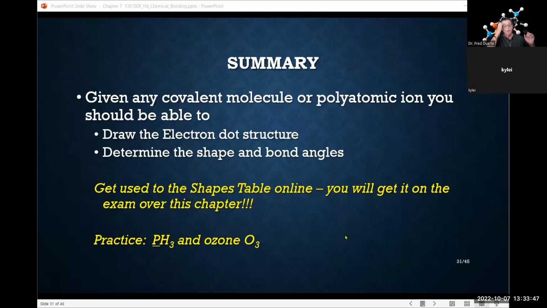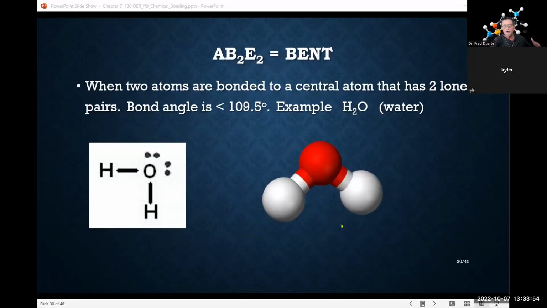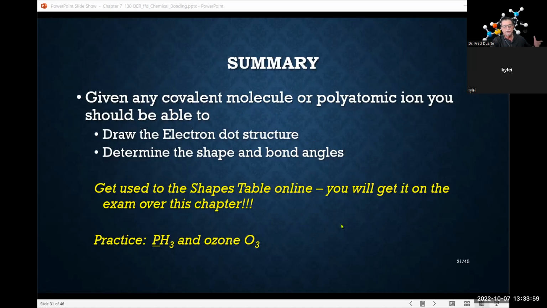All right, so this is where we ended up. We're on chapter 7. We had just finished talking about all the different configurations that the shapes table has, with some specific examples. And then I ended up saying that hopefully we should be able to, given any covalent compound or any polyatomic ion, draw the Lewis dot structure, okay? Because that aspect is important.